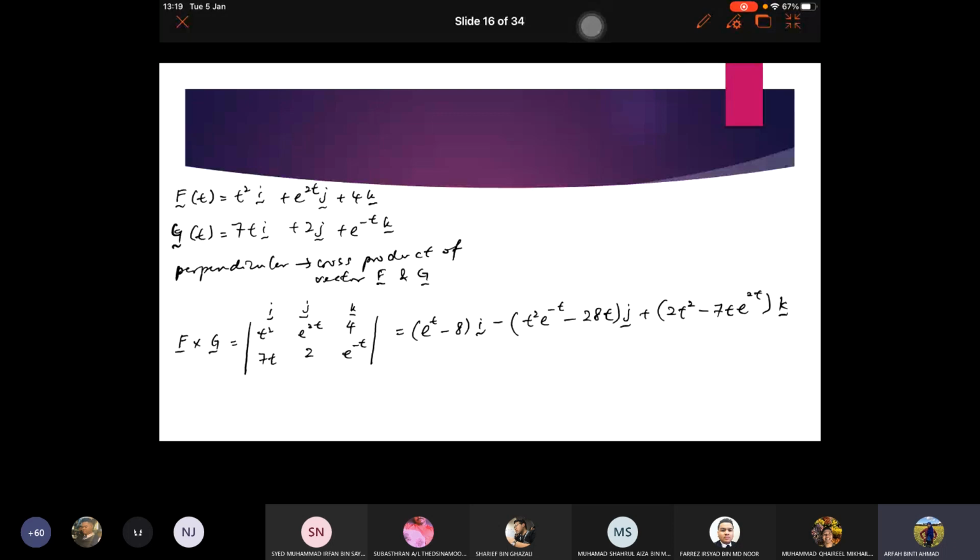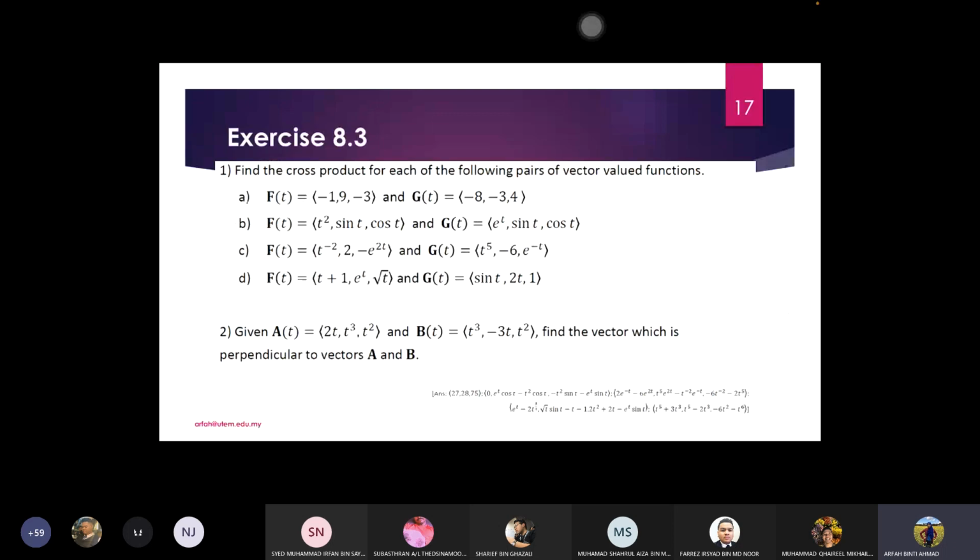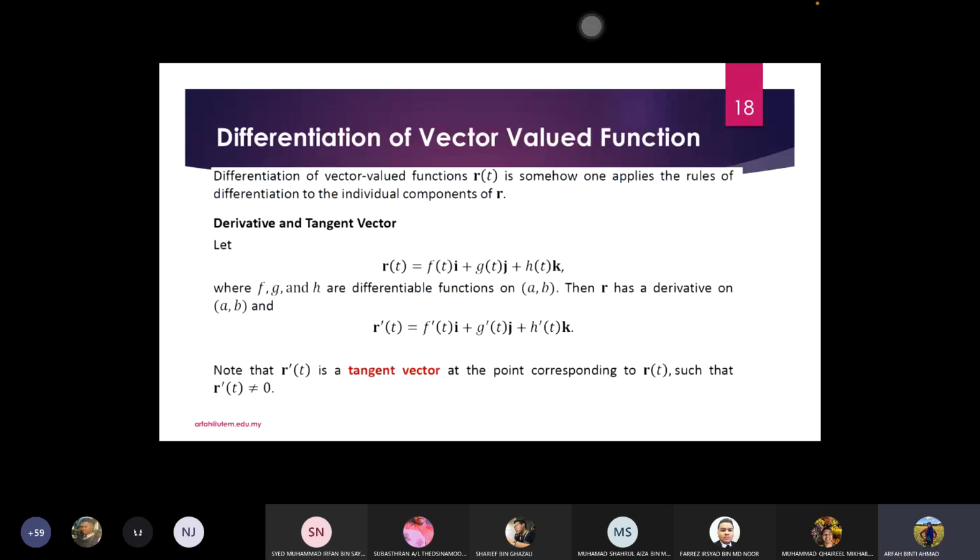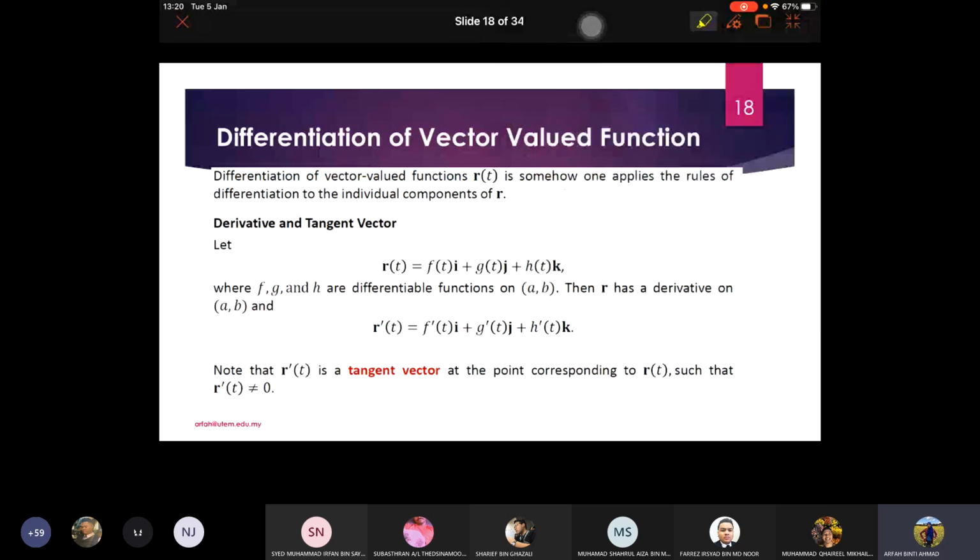So kita tengok the next one. Ni exercise. You can try by yourself. Okay, jawapan pun ada dekat bawah tu. So, the next one ada derivative or differentiation of vector value function. So, differentiation of vector value function, r(t), is somehow one applies the rules of differentiation to the individual components of vector r. Meaning that, awak ada vector r dan setiap vector ni dia ada komponen i, j dan k. Dan setiap komponen tu adalah satu function of t.